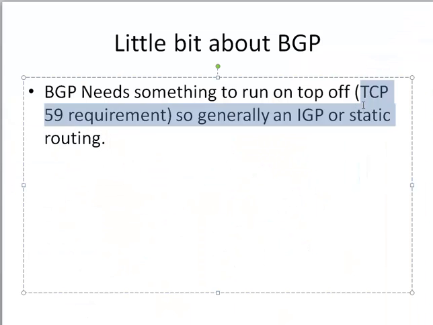This is actually wrong. I think that's 159 or 179. Let me double check here. BGP, yeah, 179. There we go.